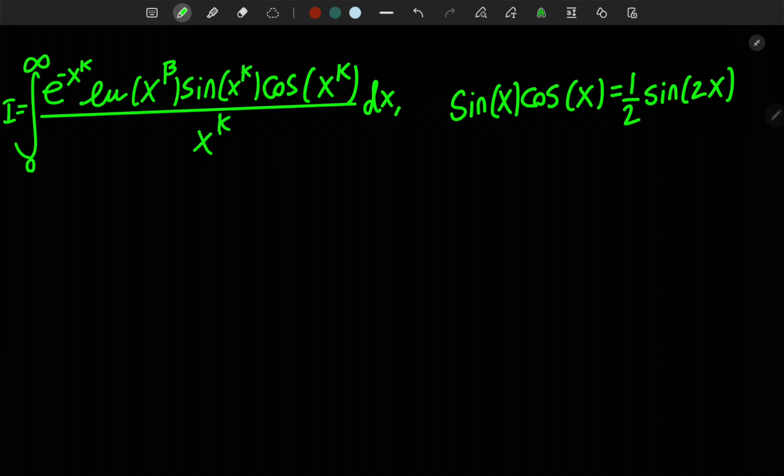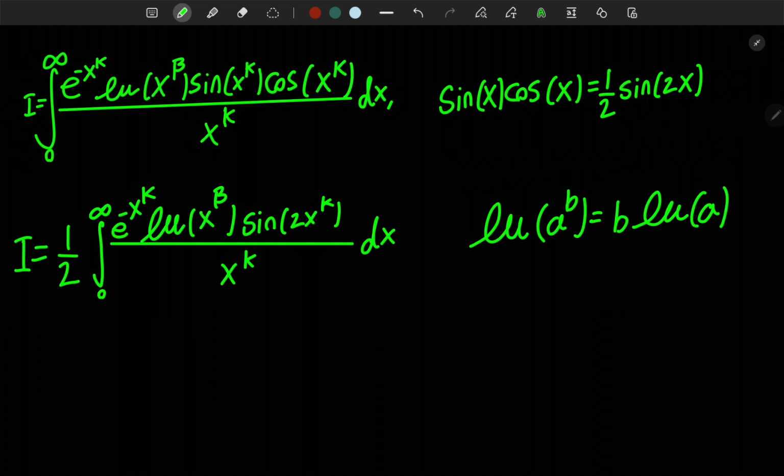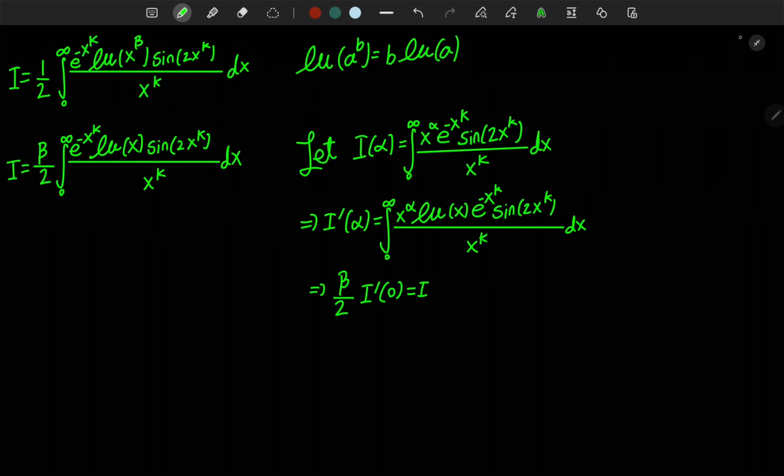First, I'd like to use the double angle identity for sine of 2 theta right here. Then I would like to use the properties of the logarithm right here. Next, I'd like to define a function I of alpha as this integral right here, so that if we differentiate it with respect to the parameter alpha, and then plug in alpha equals 0 right here, we get back our I integral.